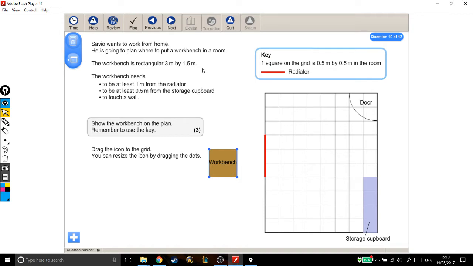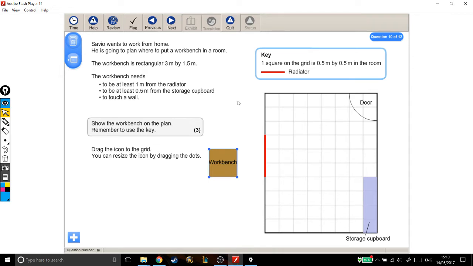The workbench is rectangular, 3 meters by 1.5 meters, and the workbench needs to be at least 1 meter from the radiator, at least 0.5 meters from the storage cupboard, and it needs to touch a wall. Show the workbench on the plan. Remember to use the key.